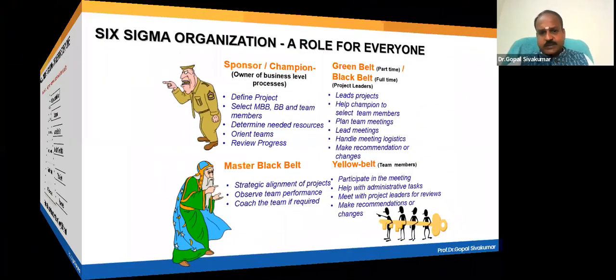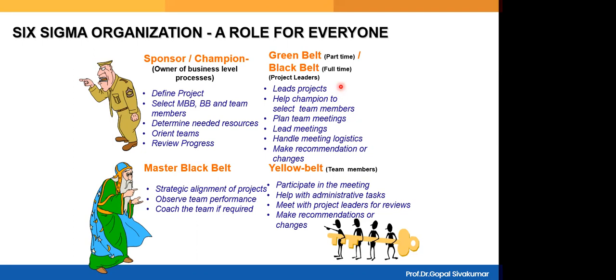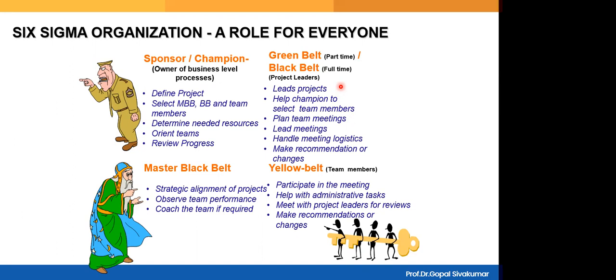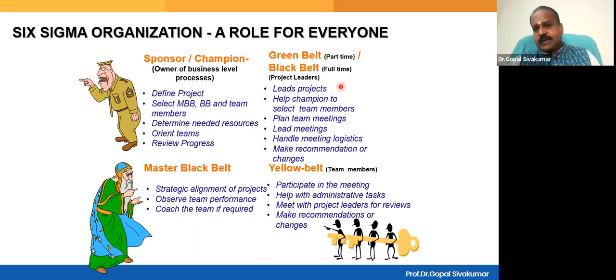Now there are responsibilities. Who is a yellow belt? What will he be doing? And green and black belt. You can see here your responsibility. Can one of you read out your responsibility as a green belt or a black belt? Leads projects. Yes, leads projects. Then help champion to select team members. Very good. Then plan team meetings. Lead the meetings. Then handle logistics, and make recommendations or changes.